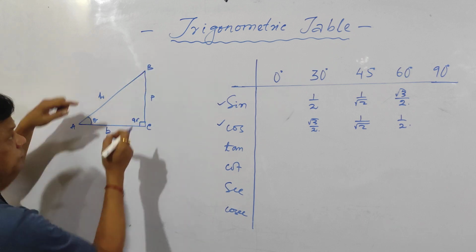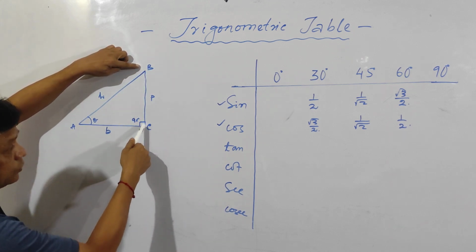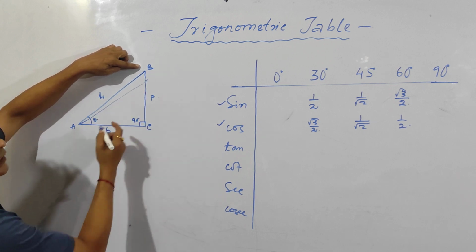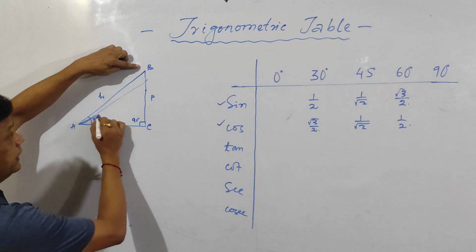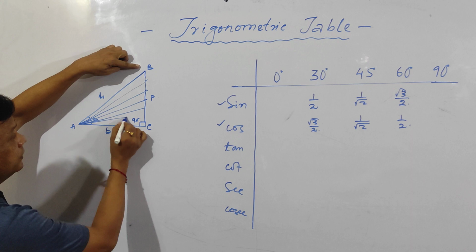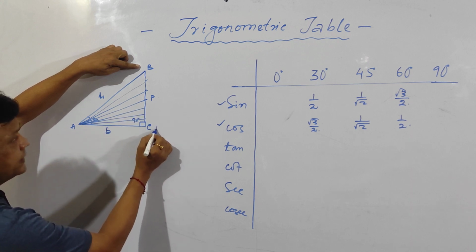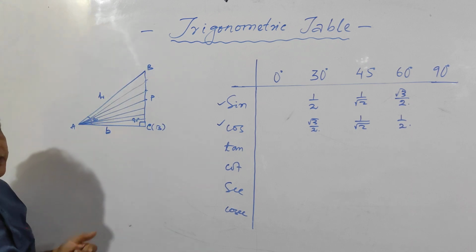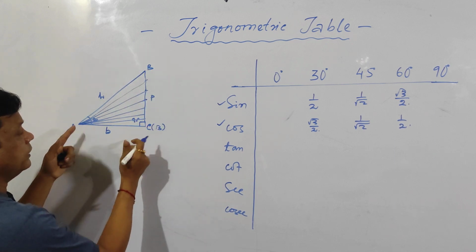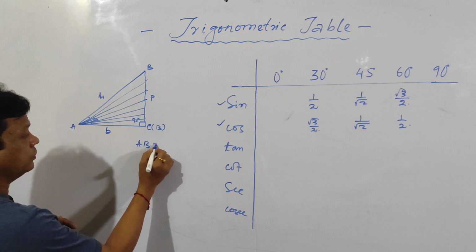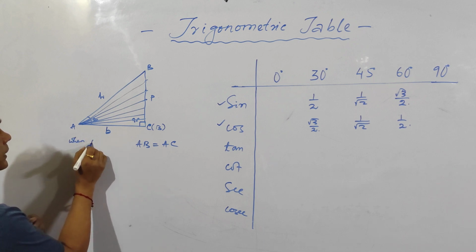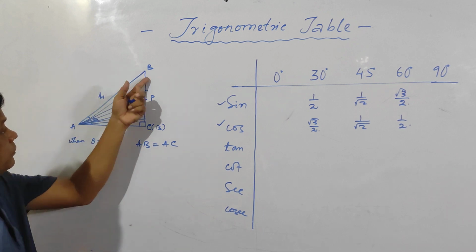So move the point B towards C slowly. That means it will take B here, then the angle slightly decreases, then again move B towards C, so it again slightly decreases, again move towards C. So finally, when the point B coincides with C, this angle will become 0 degree. In that case, AB will be equal to AC. Clear? Under which condition? When theta is equal to 0 degree, AB will be equal to AC.